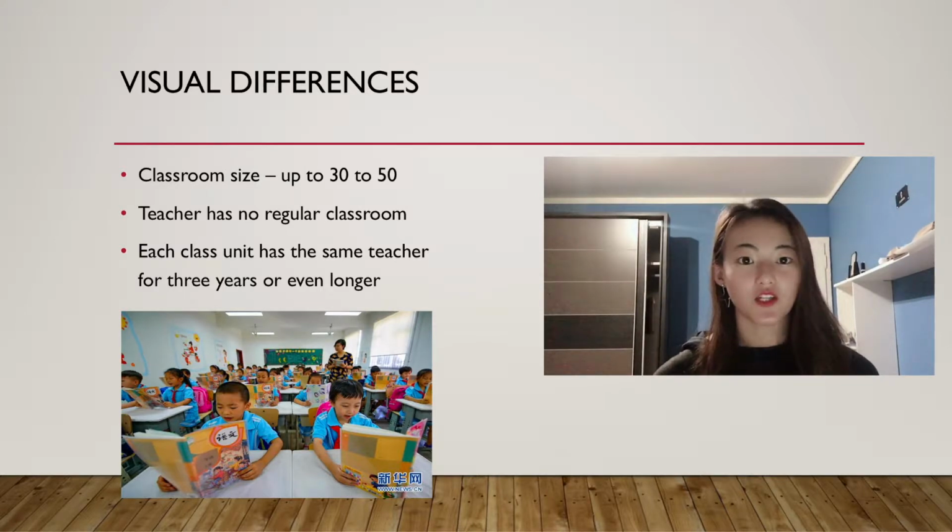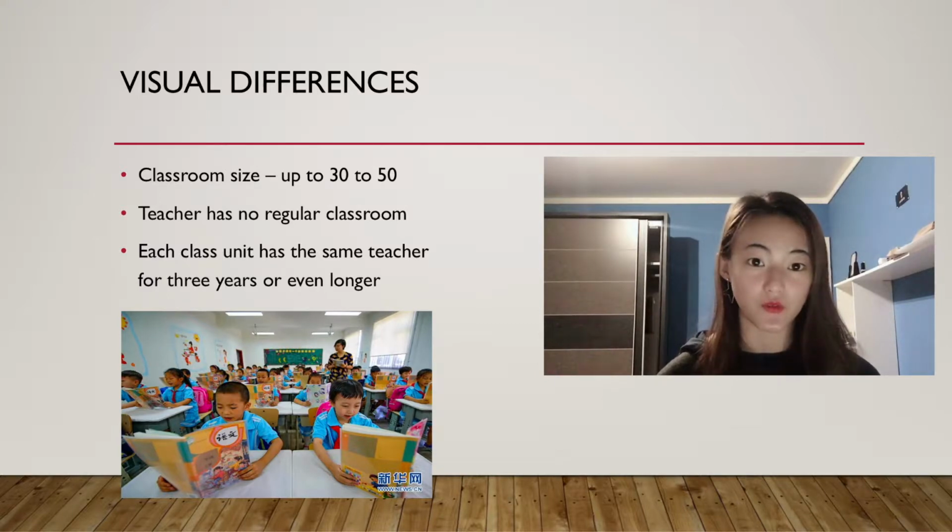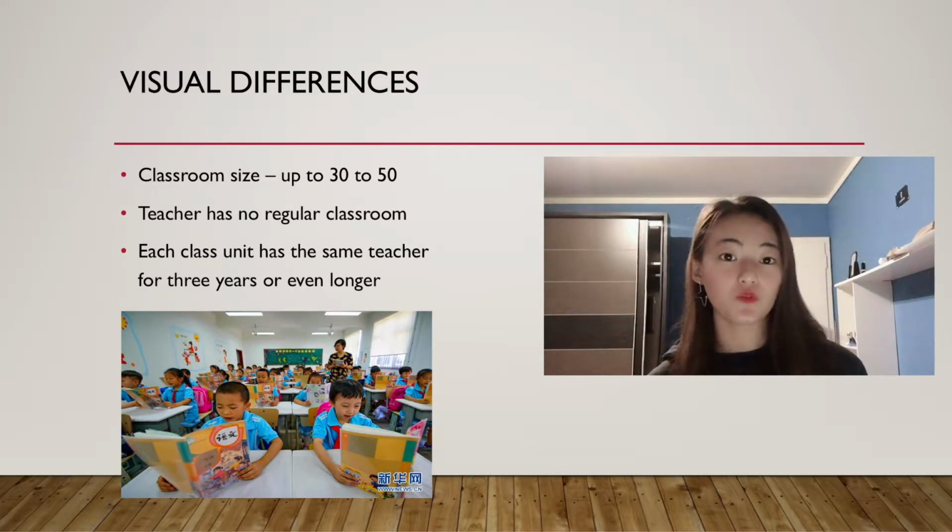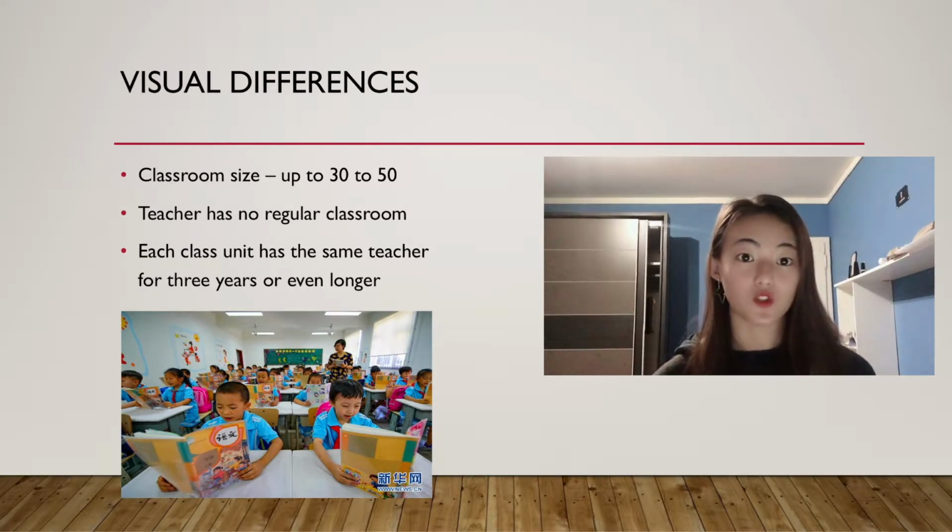And also, teachers have no regular classroom. They need to circulate to different classrooms each class, while students stay in the same classroom for each year, and they will move to a new classroom when they step into a higher grade. And also, in China, each school has a class unit, which means you will have the same teacher and same classmates for 3 years or even longer in primary school. And you will always perform as a class in some school events as well.